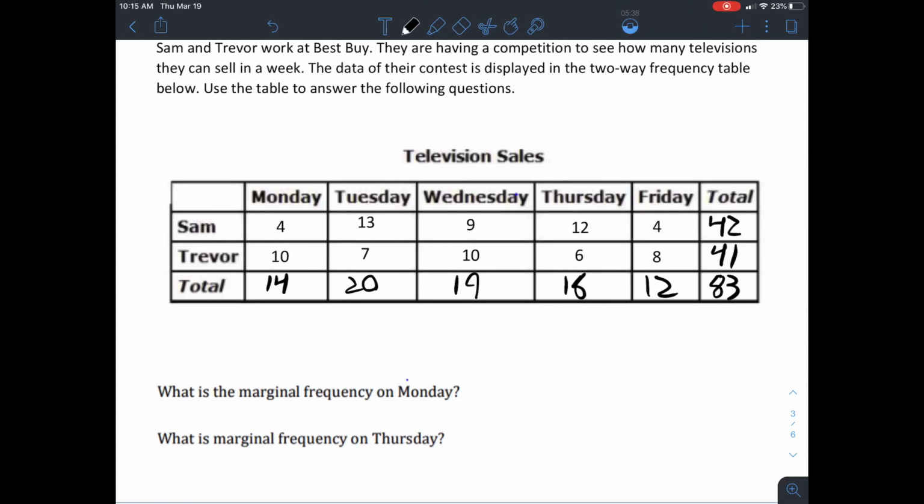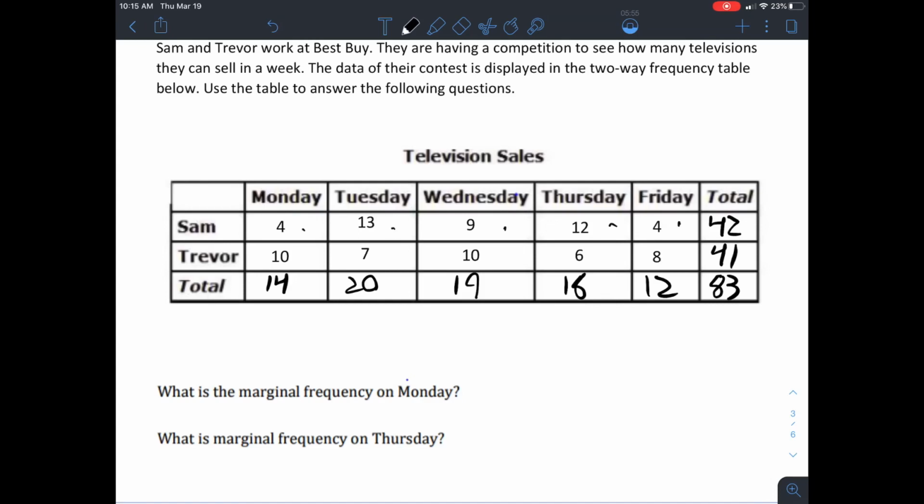Here we have Sam and Trevor working at Best Buy. They decided to have a competition to see who could sell the most televisions in a week. The data for their contest is displayed in the two-way frequency table below. Let's answer the questions. So guys, I've gone ahead and filled out the margins on this table, right?